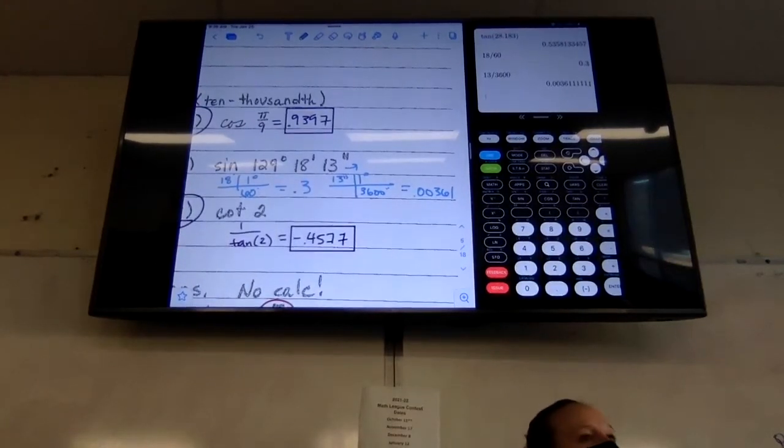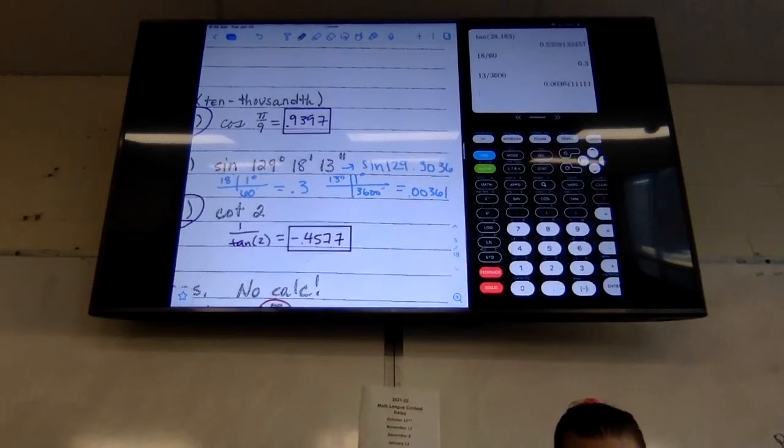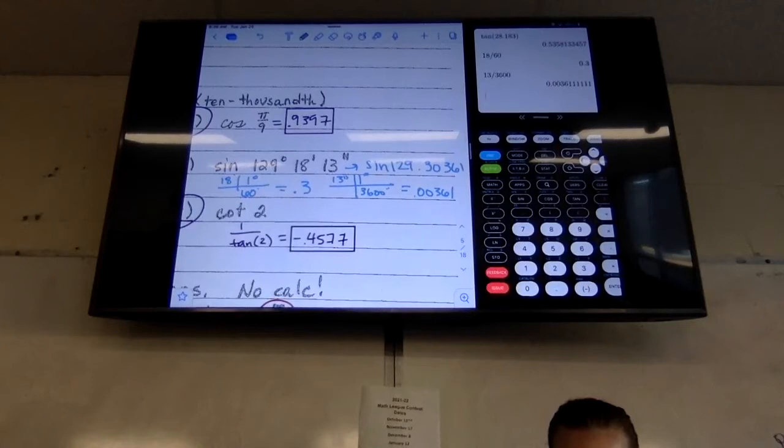My first decimal is 0.3. My second one is 0.0036. So that means I'm going to type in sine of 129.3036 into the calculator.